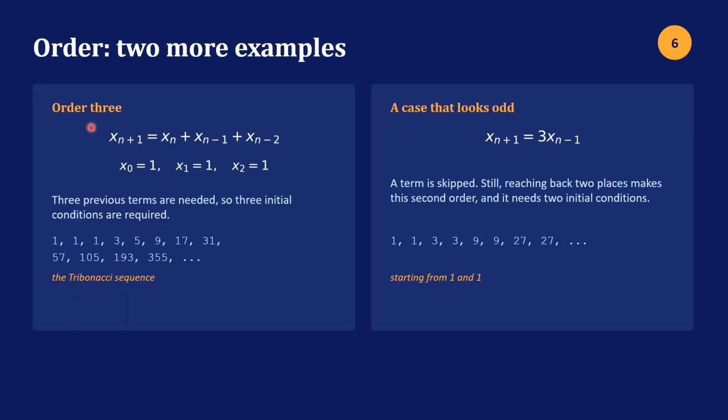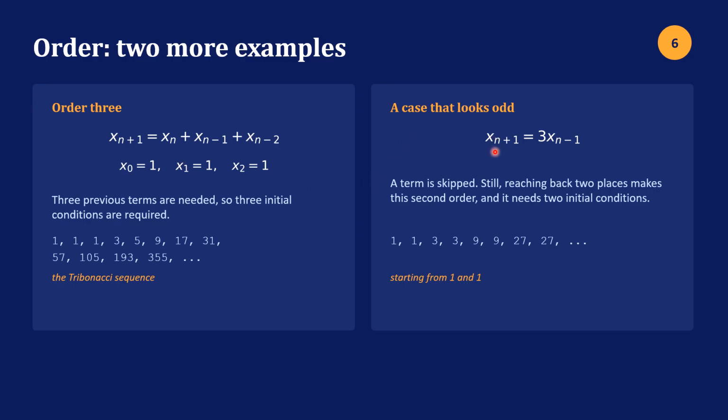I have a couple more examples. This is order 3. You notice you're given 3 initial terms, and then to go beyond that, you need to add the last 3 terms in order to get the next one. So you need to add 1 plus 1 plus 1 to get 3, and then 1 plus 1 plus 3 to get 5, then 1, 3, and 5 added to get 9. So this is called the Tribonacci sequence, and it's of order 3 because you need to know the previous 3 terms to get the next one.